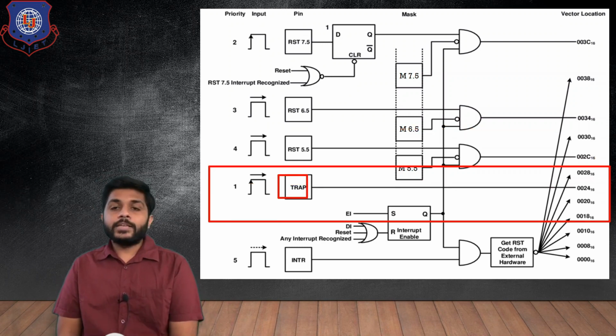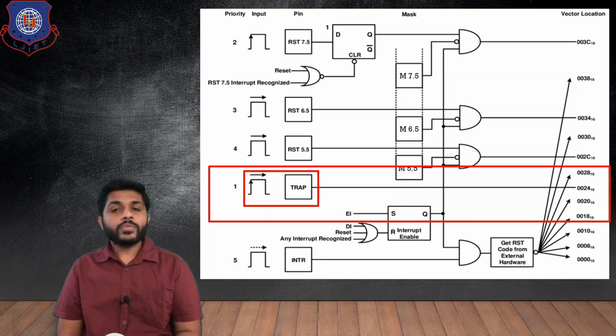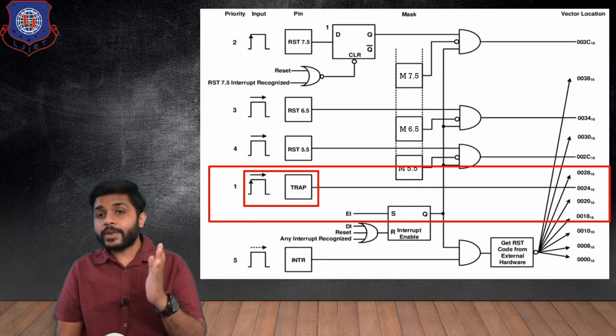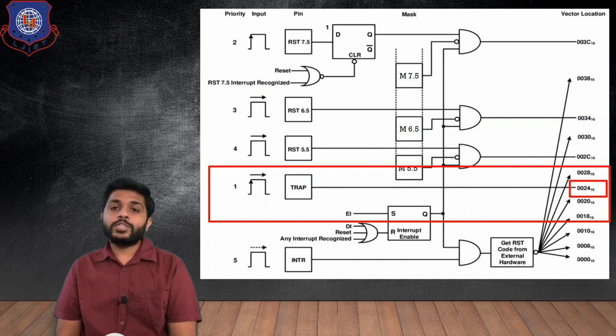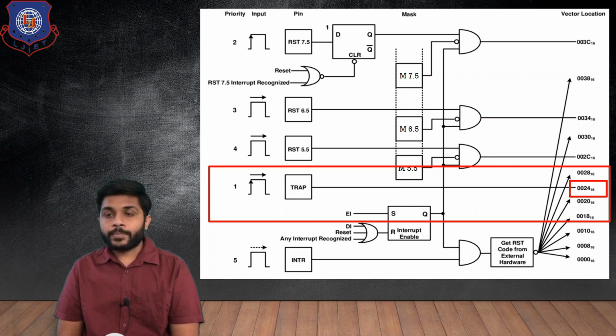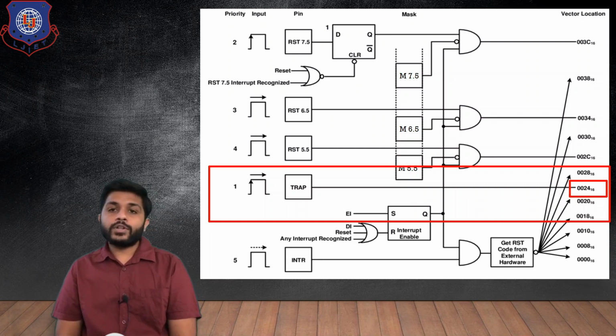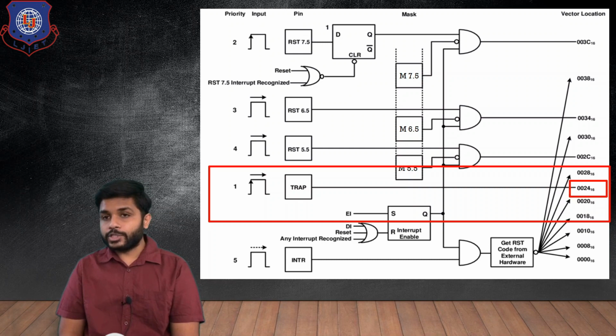The next interrupt is TRAP. The TRAP is both level trigger and edge trigger. So whenever any signal is received at the TRAP pin, the processor will not check whether the interrupt enable flip-flop is set or not, and the processor will also not check whether the TRAP is masked or not, because TRAP is non-maskable and the highest priority interrupt. So whenever any signal is received at the TRAP pin, the processor will stop its current execution and it will jump to the vector location which is provided for the TRAP interrupt. So the vector location for the TRAP is 0024H.